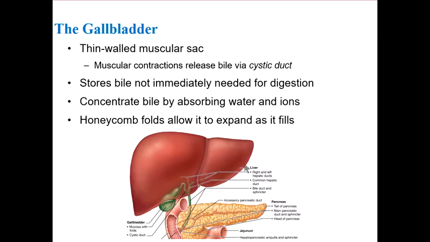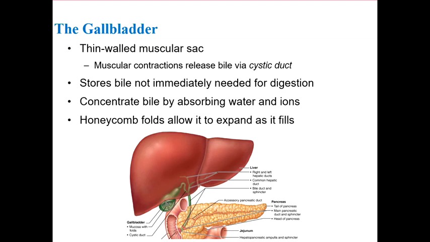The next accessory organ is the gallbladder, which you see here in green, which is really just a storage vessel. It's a sac that stores bile. So when bile leaves the liver through the hepatic ducts here, any bile that's not needed in the small intestine to break down fat gets stored through the cystic duct here into the gallbladder.